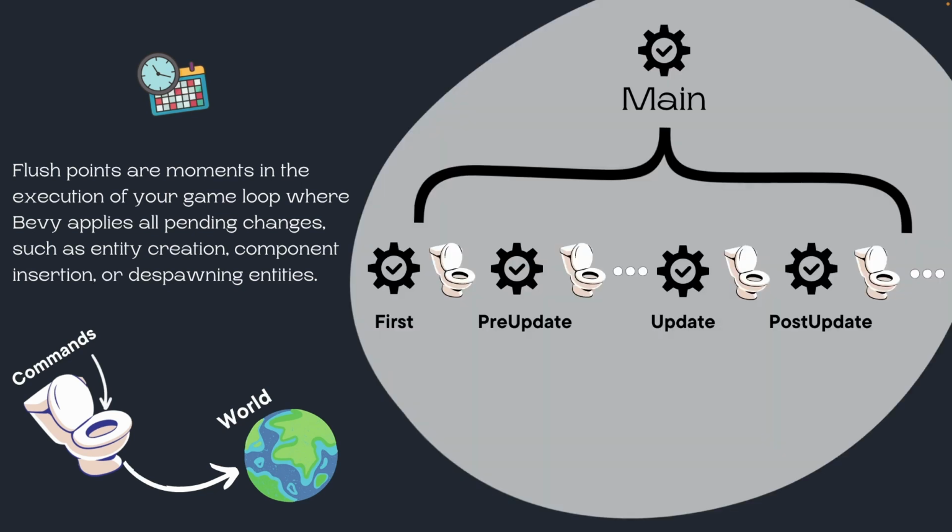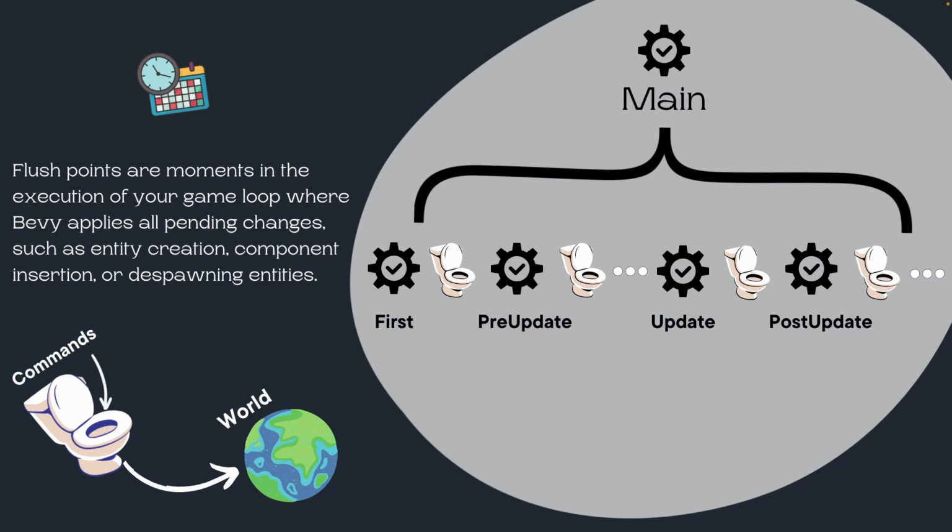By default, the flush points happen between each schedule. That means that after first runs, we'll have a flush point. After pre-update runs, we'll have a flush point, and so on. The most important one for us, then, is after update. If we add all our systems to update, that means that on one frame, during update, our systems will run, then a flush will happen, then the next frame will happen, and all our systems will run again.